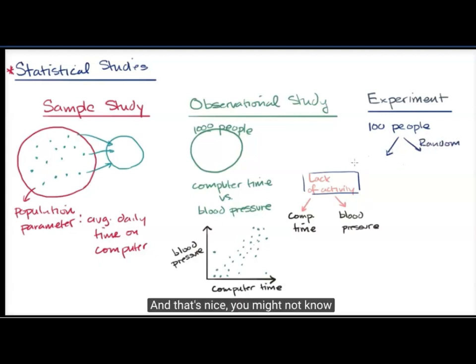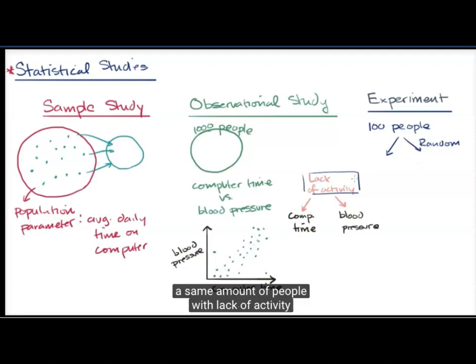And that's nice. You might not know all the confounding variables there, but it makes it likely that each group will have the same amount of people with lack of activity. The activity levels on average in each of the groups, when they're randomly assigned, gives you a better chance that one group doesn't have a significantly different activity level than the other.